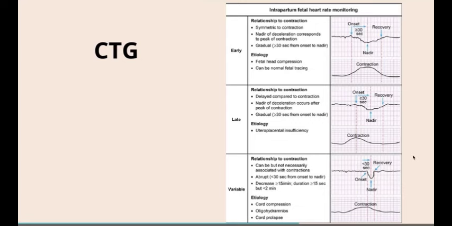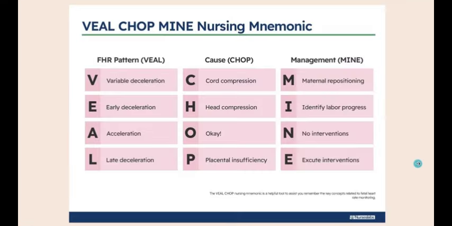Let's have a look at an easy way to understand these that I found helpful in fourth year. This is the VEAL CHOP mnemonic, and it helps you sync up in your head what each thing on the CTG actually means. So first of all you write down VEAL on one side and CHOP on the other. The variable deceleration is caused by cord compression, and often the solution to this is to put the mother onto a different side or reposition her.